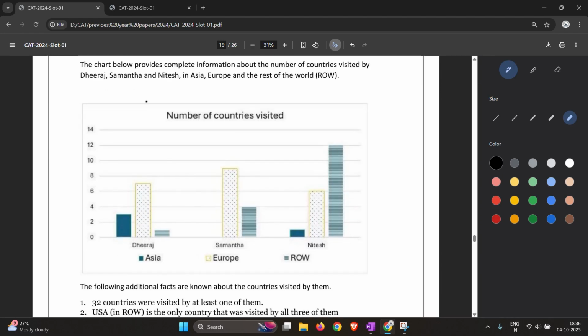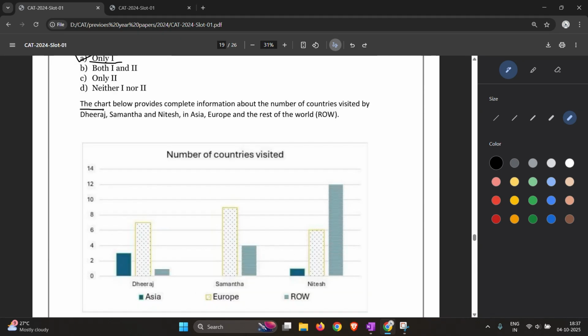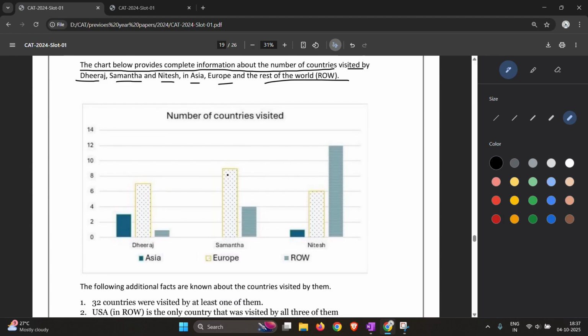Coming to the last question. So the last group of questions. The chart below provides complete information about the number of countries visited by Dheeraj, Samantha, and Nitish in Asia, Europe, and the rest of the world. So this is a chart.